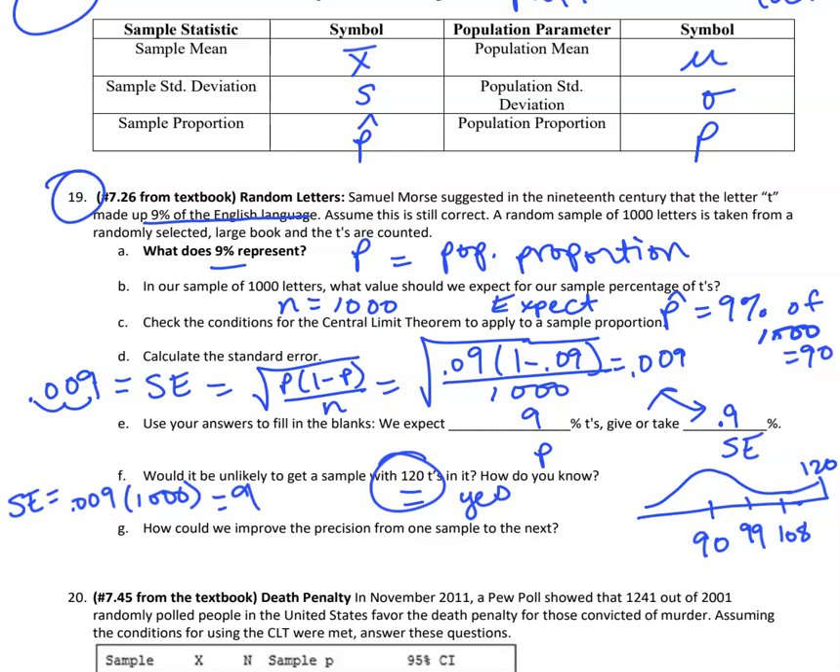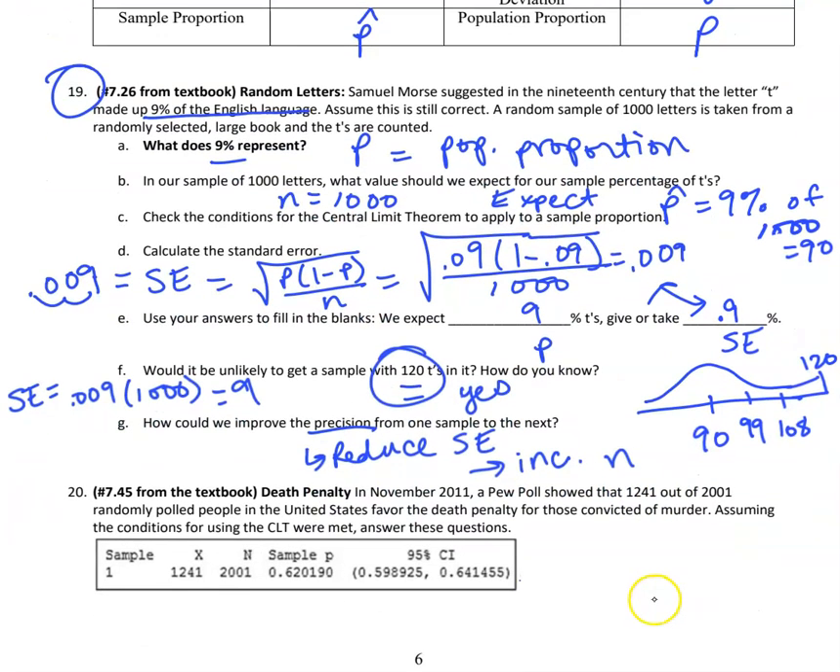Last question, how could we improve the precision? Precision is the standard error, basically. That means you want to reduce the standard error. And the way we do that is we increase the sample size. So I'm going to just abbreviate and say increase n. So to improve precision, we increase the sample size. That's important to remember.